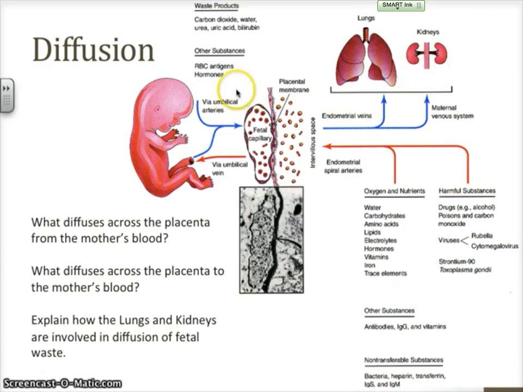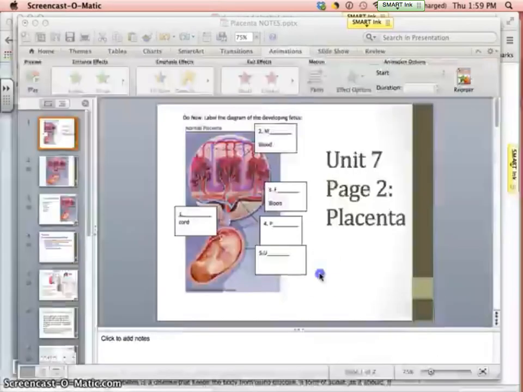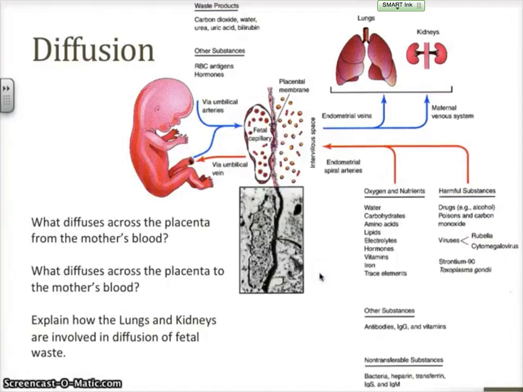Other substances that might be released, RBC antigens, so red blood cell antigens, hormones, and any other materials that the baby might want to get rid of. Number 3, explain how the lungs and kidneys are involved in diffusion of fetal waste. Remember that the lungs allow you to excrete gases. So the lungs are going to take the waste like carbon dioxide out of the body of the mother. The kidneys, remember, they filter the blood. So they're going to take waste out that will eventually become urine and be excreted from the mother's body.